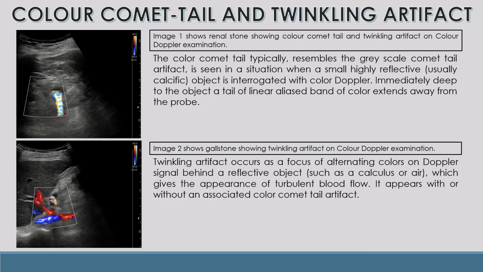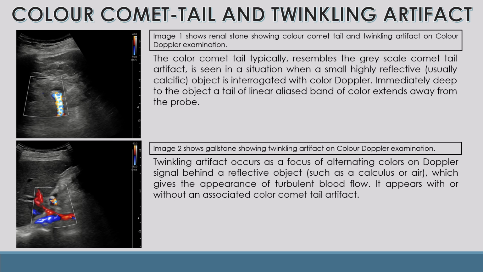Next, we have the color comet tail and twinkling artifact. The color comet tail typically resembles the grayscale comet tail artifact. It is seen in a situation when a highly reflective object is interrogated with color Doppler. Immediately deep to the object, a tail of linear alias band of color extends away from the probe. The image shows a renal stone showing colored comet tail and twinkling artifact on color Doppler examination.